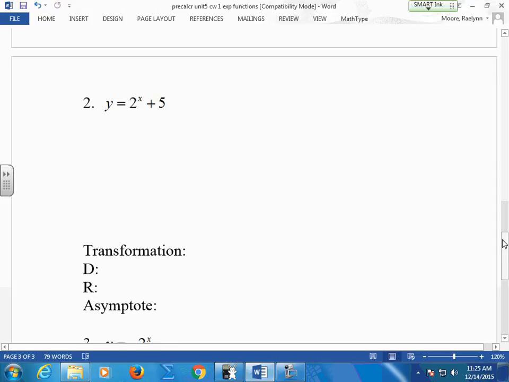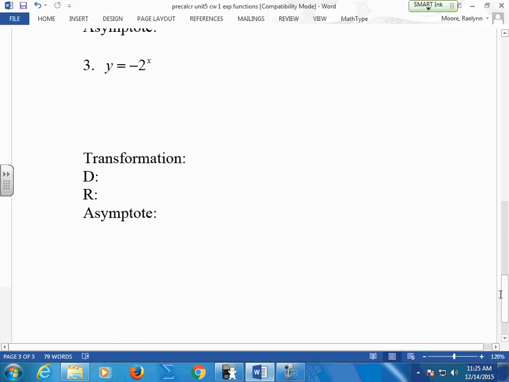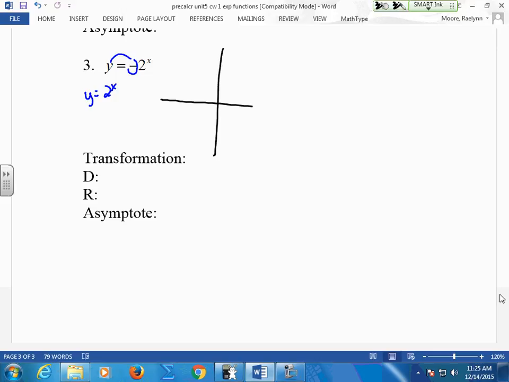Okay? And this last one we have? Reflection over the y-axis. Well, think again. It's not by the x, it's by the y. Here's your basic graph. So here's my basic curve. Let's start with this. Here's my 0, 1. Here's my domain. Here's my range. Here's my asymptote.